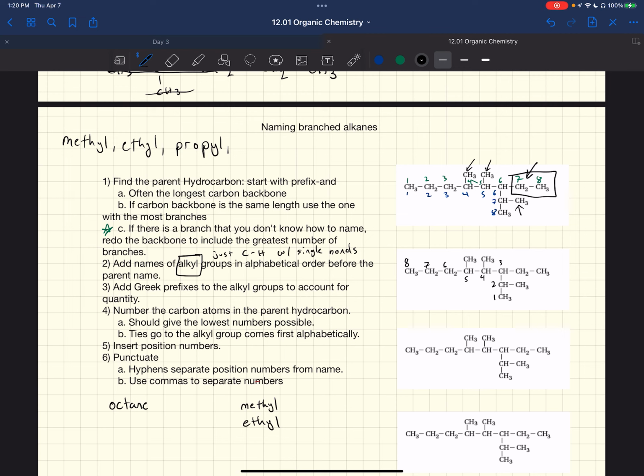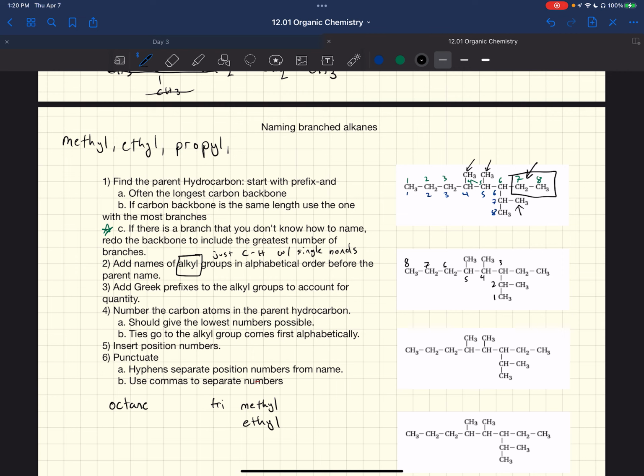Then we add Greek prefixes to the alkyl groups to account for quantity. The Greek prefixes are like mono, di, tri, tetra. They're on the polyatomic ion sheet. So this is going to be trimethyl, and there's nothing for the ethyl. You don't do monoethyl, so it's just ethyl and then trimethyl.